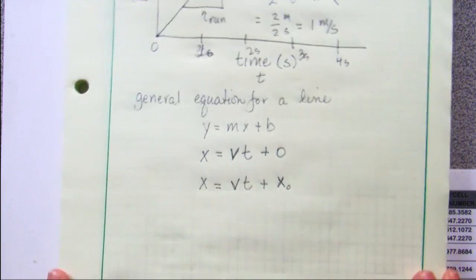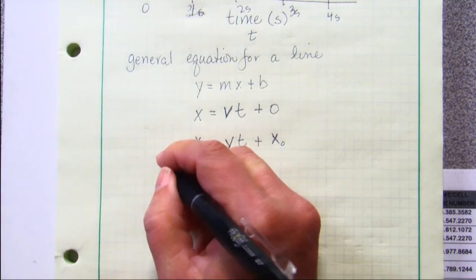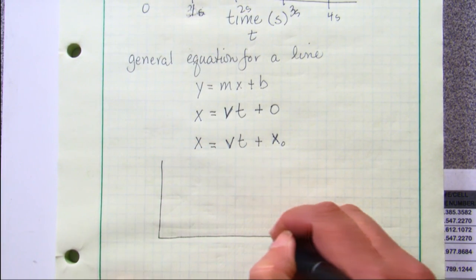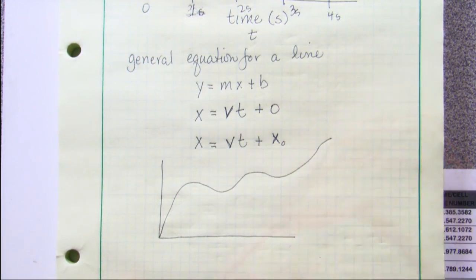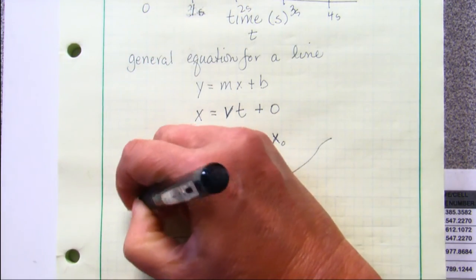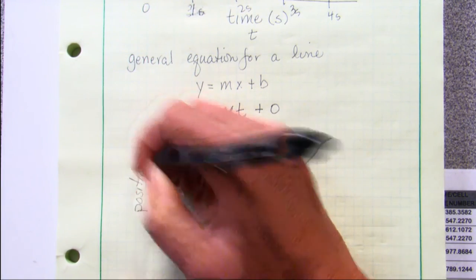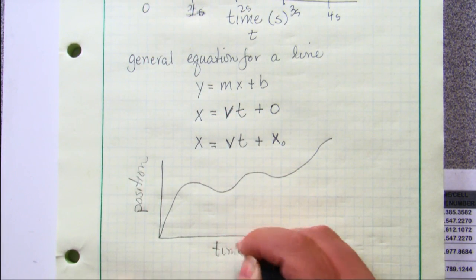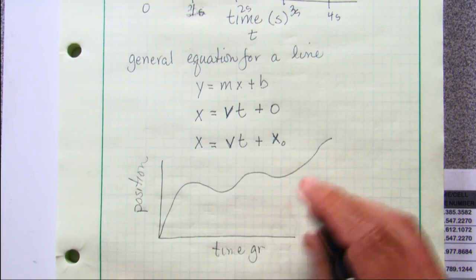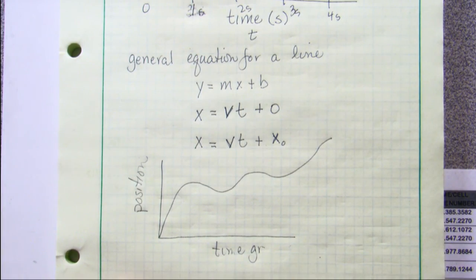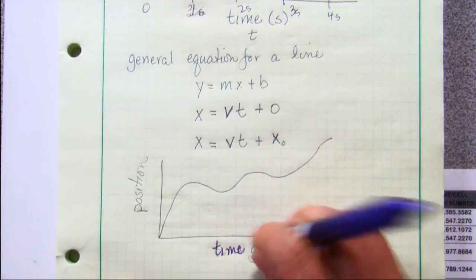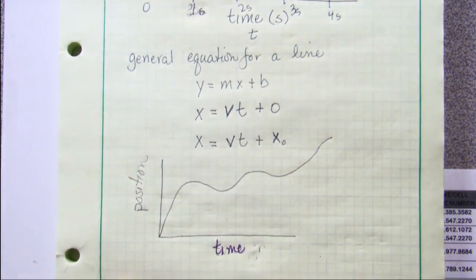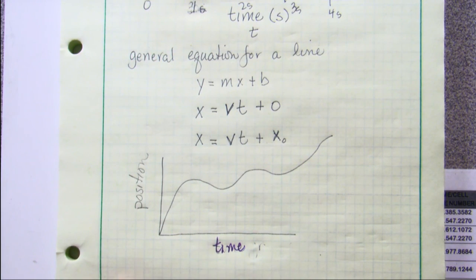So I can do another position versus time graph, okay? And this time the position versus time might do something like this. Okay, this is still a position versus time graph. Uh-oh, my pen is dying. That's going to make me an unhappy camper. So this is time, okay? So I still have a position versus time graph.